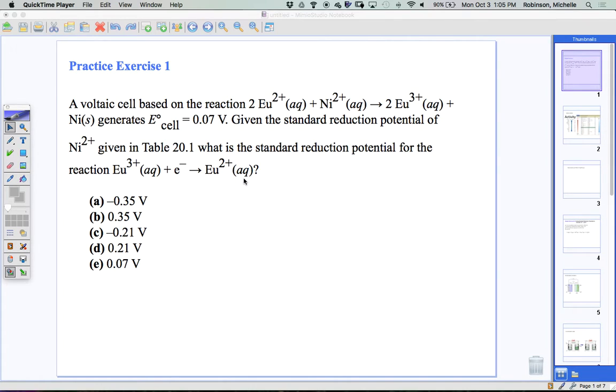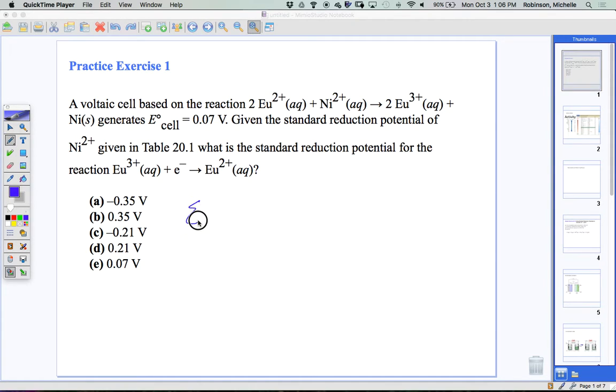All right, so this one we should know how to do. It's just written a different way, right? A voltaic cell based on this particular reaction generates a cell voltage of 0.07. So that's typically what you've been calculating, right? But now they're giving you that. And so given the standard reduction potential of nickel in the table, what is the standard reduction potential for this europium that they don't list in the table?